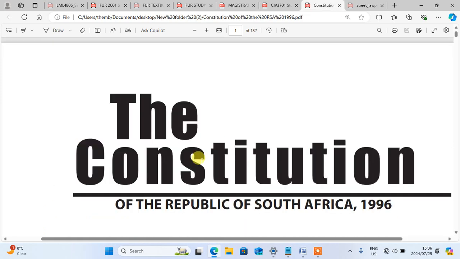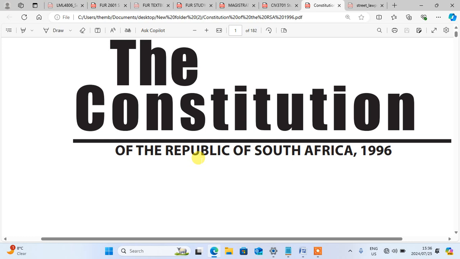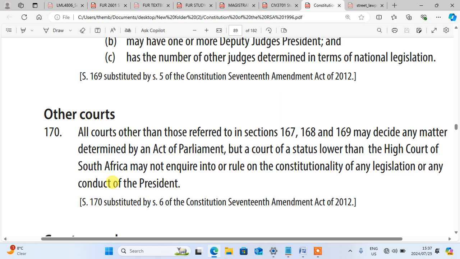After dealing with the Magistrate Courts Act, we go straight to the Constitution of South Africa, 1996, and we must hear what the Constitution says about the magistrate court. Section 170 of the Constitution makes it clear that all courts other than those referred to in sections 167, 168 and 169 may decide any matter determined by an Act of Parliament, but a court of a status lower than the High Court of South Africa may not inquire into or rule on the constitutionality of any legislation or any conduct of the President.